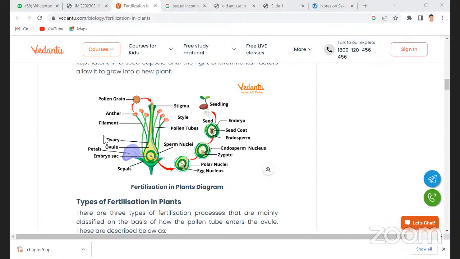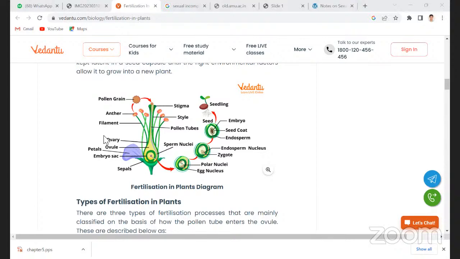One of the male gametes fuses with the egg and forms the zygote. This fusion of male and female gametes is known as fertilization, right? Fertilization. Very simple already.